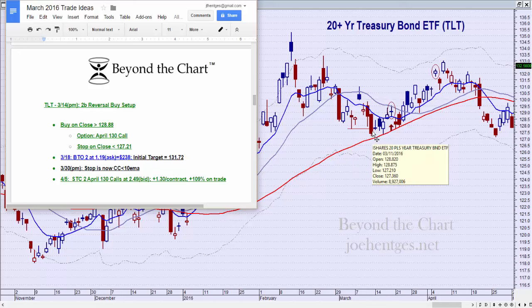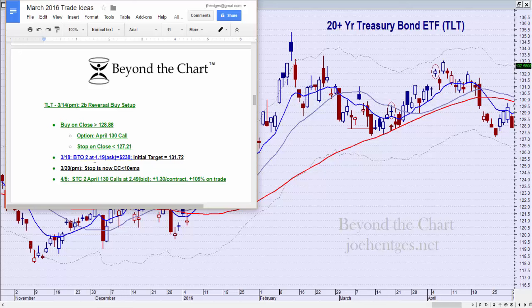Now the conservative approach is waiting for a close above the high of that bar. The high of that bar is 128, rounding at 128.88. Well, that close didn't occur till the close on March 18th. And on March 18th, at the close, bought to open 2.